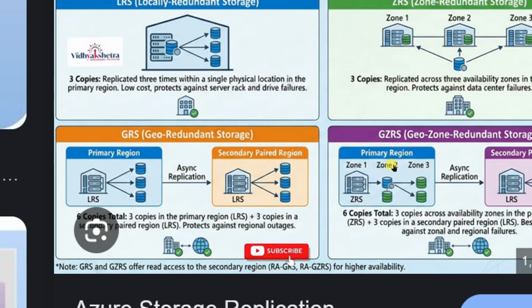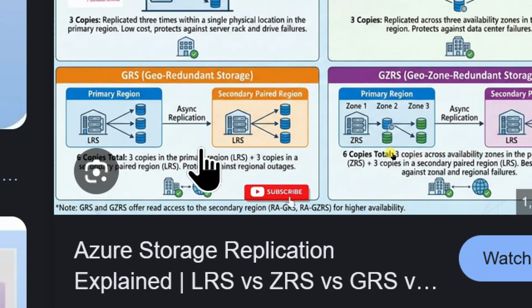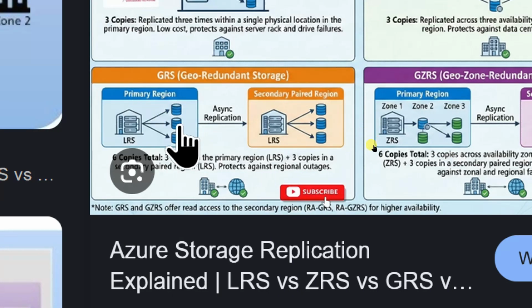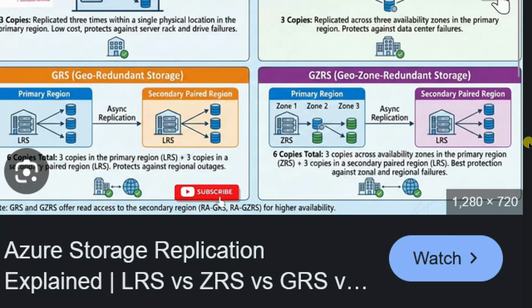Another three copies are kept in another availability zone. That is LRS in each case: the same availability zone creates three copies in two regions. One region has the same availability zone, and another region also has the same availability zone. Three copies of the primary region, three copies of the secondary region. This gives protection against a regional outage. If any one region goes down, it will protect from the second region.